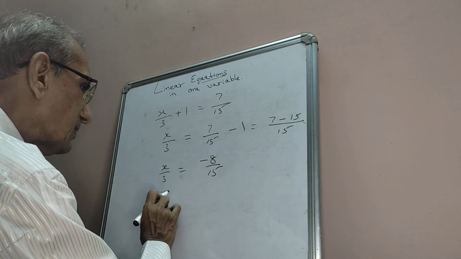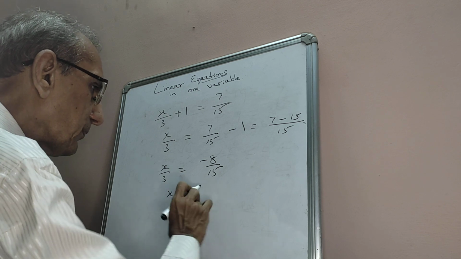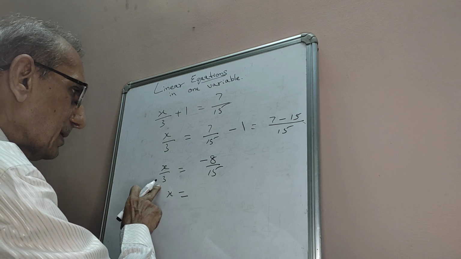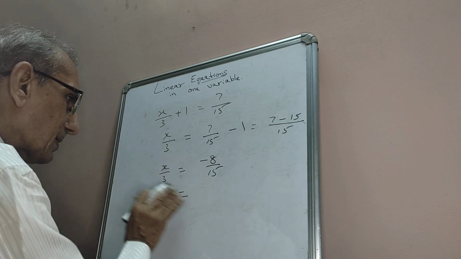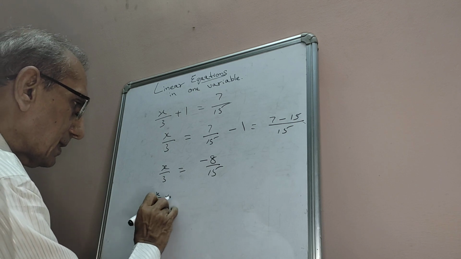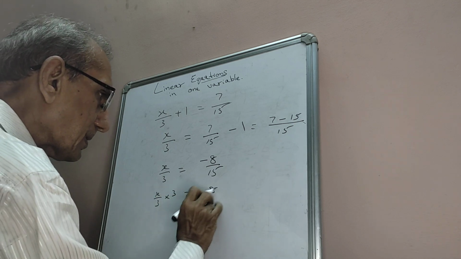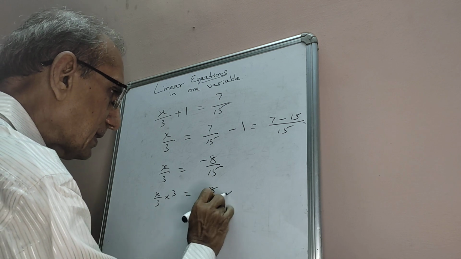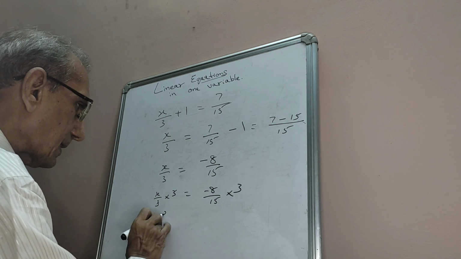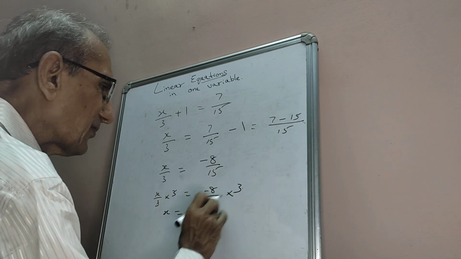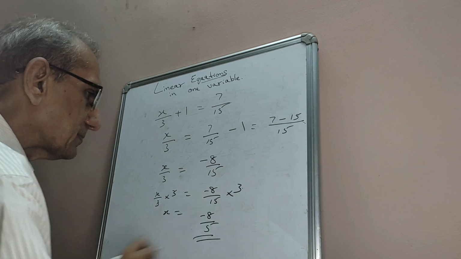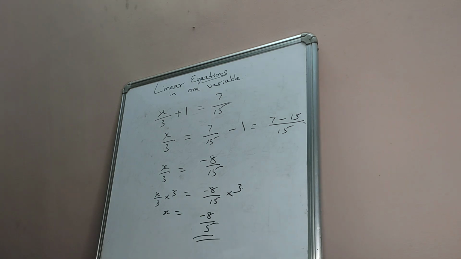Now, x will be equal to how much? Multiplying both sides by 3. If I multiply this by 3, what do I get? x by 3 into 3 is equal to minus 8 by 15 into 3. Okay, so this 3 and 3 get cancelled. I get x is equal to 3 5s are 15, minus 8 by 5. And this is the answer. Okay.